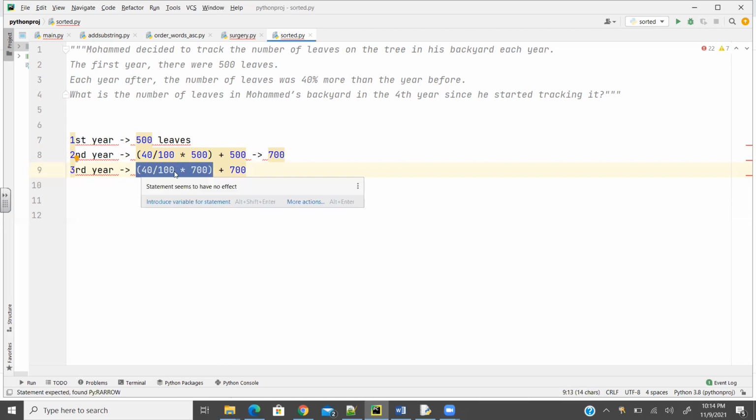This is the increase, okay? And I need to add it to what was there before the increase. And what was there before the increase is what? 700. So whatever value this is has to be added back to the number of leaves that he had before that increase. So this again will be 40 over 100. Then we multiply by 700 and then add it to 700. Let's see what that will give us.